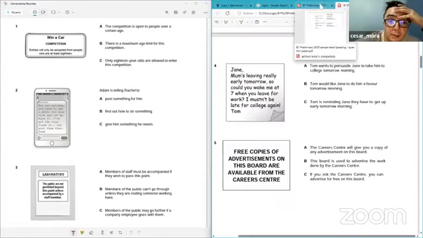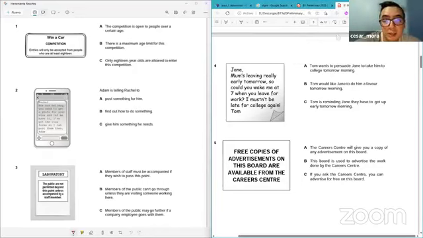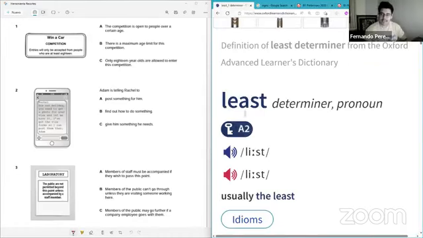And letter B, there is a maximum age limit for this competition. It is not, because it only says the minimum age. Okay, correct. Letter C, only 18 year olds are allowed to enter this competition. It's false because it only says the minimum age. Good. So you understand that at least is the minimum. That's the most important part. If you understand that at least is the minimum, that's the key.